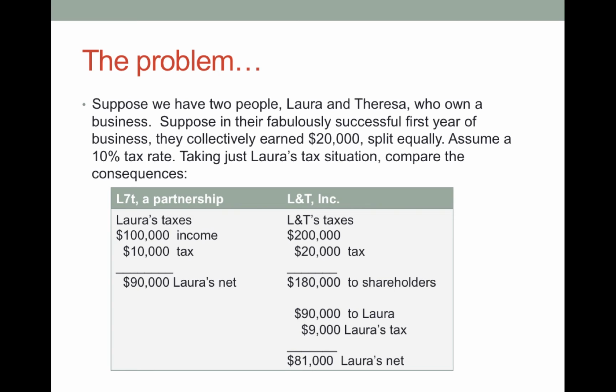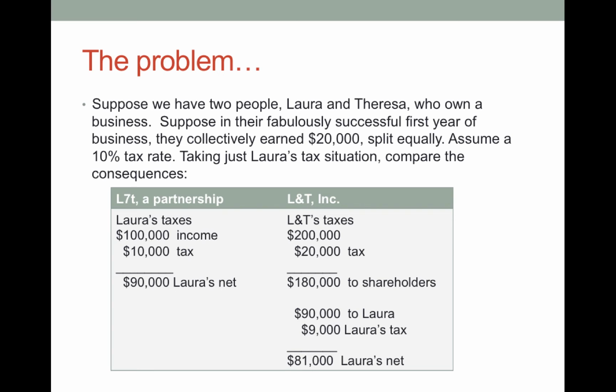Instead, let's assume it's not a partnership, but Laura and Teresa have decided to incorporate. Now, who pays taxes? People. Who's a person? Well, the corporation is. So now L&T Inc. earned $200,000. Again, assume a 10% tax rate. The corporation is taxed $20,000. Now, after you subtract that from $200,000, you have $180,000 available for our two shareholders, Laura and Teresa. Laura's half of that is $90,000. She has income now and has to pay taxes on it. Again, assume a 10% tax rate. She'll be paying $9,000 in taxes and netting out at $81,000.